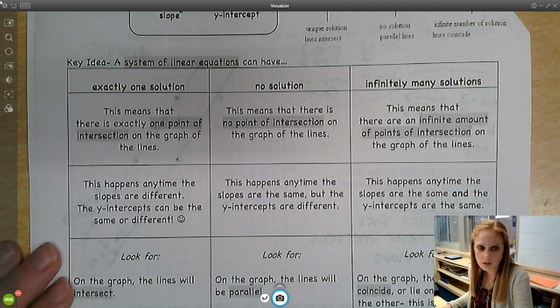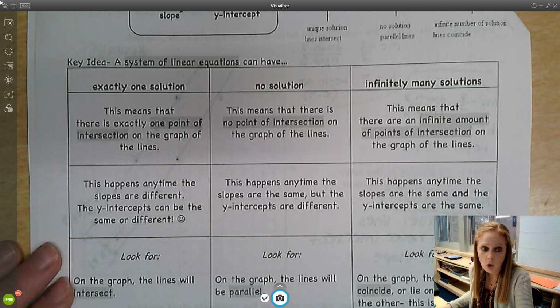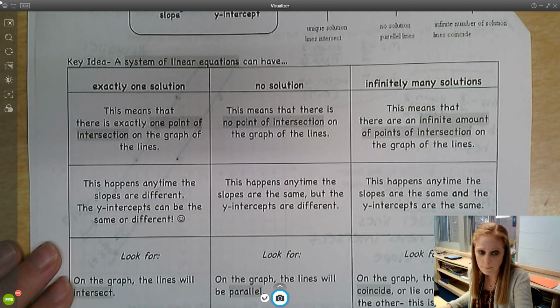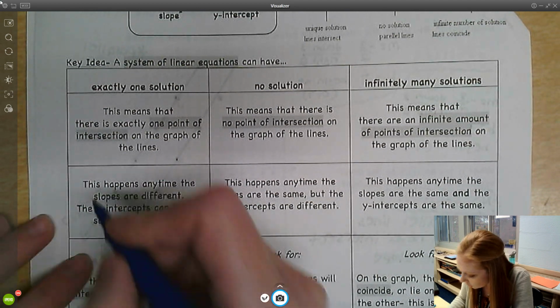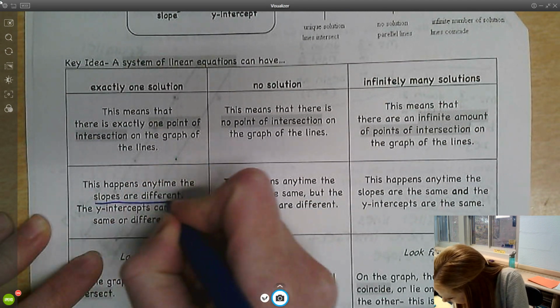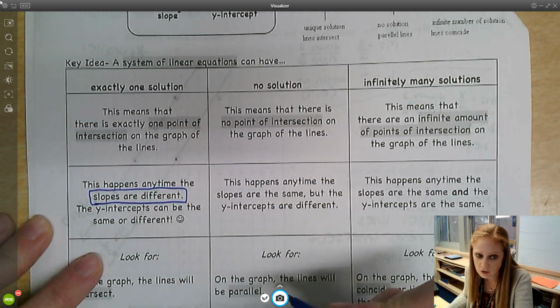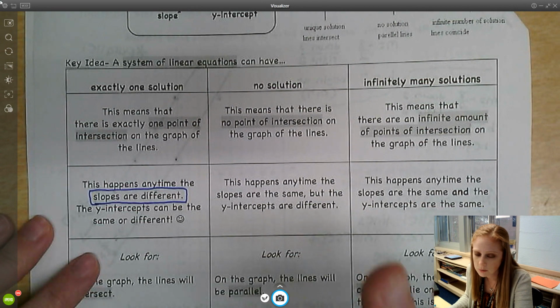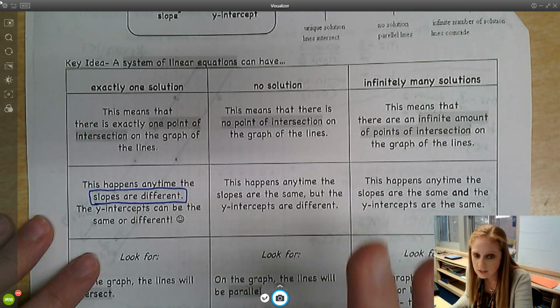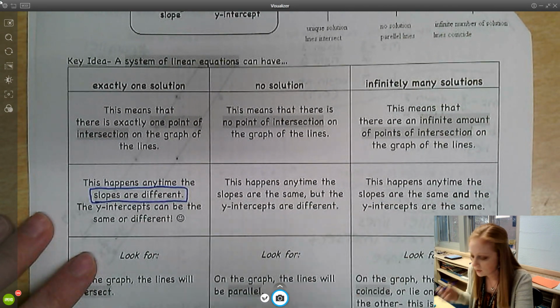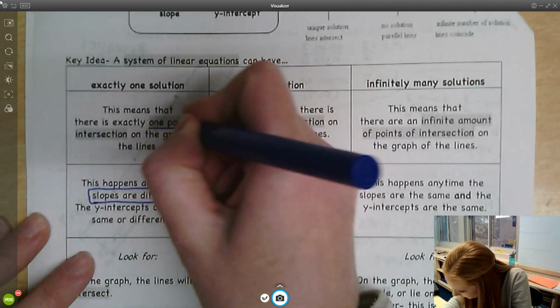So the system's going to have one solution when there's one point of intersection. This happens when the slopes are different. Anytime the two lines have different slopes, they're going to intersect once. The y-intercepts can be whatever they want. Same, different, doesn't matter. Different slopes means they're going to intersect once. One point of intersection.